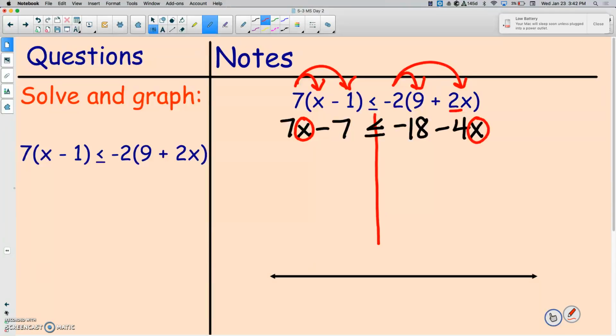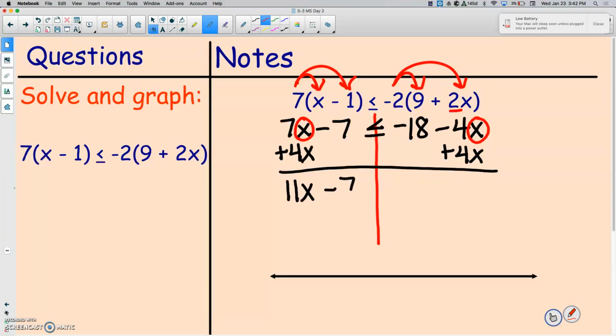So my smaller variable is the one that's negative, so I'm going to add 4x to cancel it out. 7x plus 4x is 11x, minus 7 is less than or equal to negative 18. So when you're canceling out your variable on each side, you might be adding or subtracting. It just depends on that variable, if it's positive or negative. When it's a negative like this one, you have to add to cancel it out.